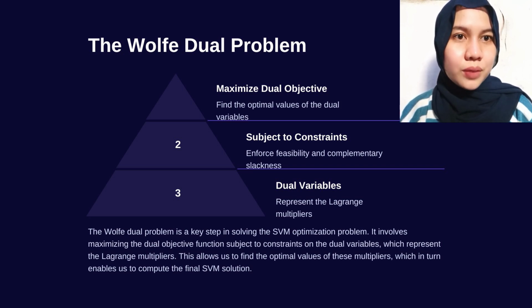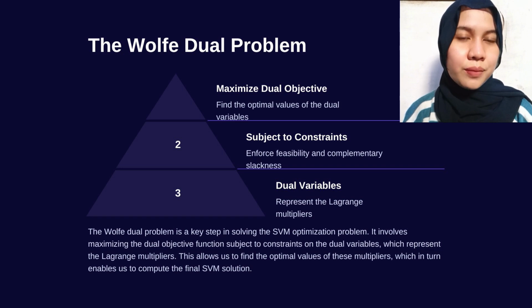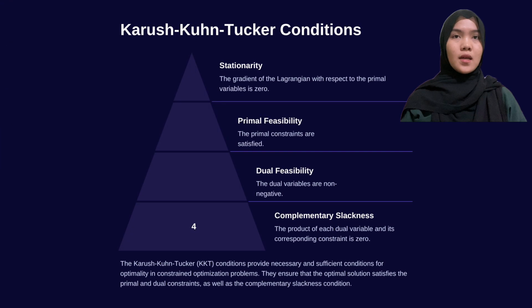The dual problem is a key step in solving the SVM optimization problem. It involves maximizing the dual objective function subject to constraints on the dual variables, which represent the Lagrange multipliers. This allows us to find the optimal values of the multipliers, which in turn enables us to compute the final SVM solution. Karush-Kuhn-Tucker conditions.